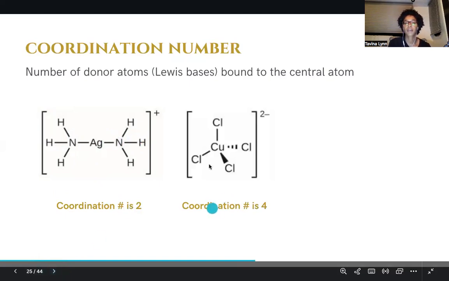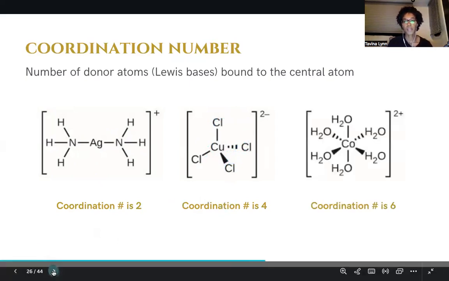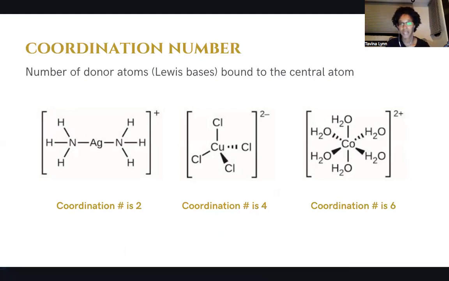Another example, we have copper coordinating 4 ligands of chloride ions, so its coordination number is 4. And our last example here, we have cobalt that's coordinating 6 different water molecule ligands, so its coordination number is 6. So coordination number, number of ligands or Lewis bases that are coordinating or bound to our transition metal central atom.